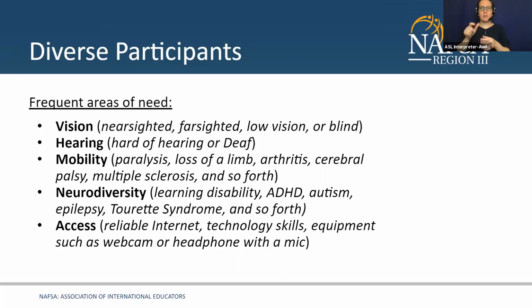And then the next category is mobility. Examples of this are individuals with paralysis, loss of limb, arthritis, cerebral palsy, muscle sclerosis, and so forth. With this group, access tips that are helpful include offering key command options for engagement. If you have meetings that are super long, numbers of hours, it's good to schedule breaks, like 10 minutes for every hour, and that helps lessen fatigue.